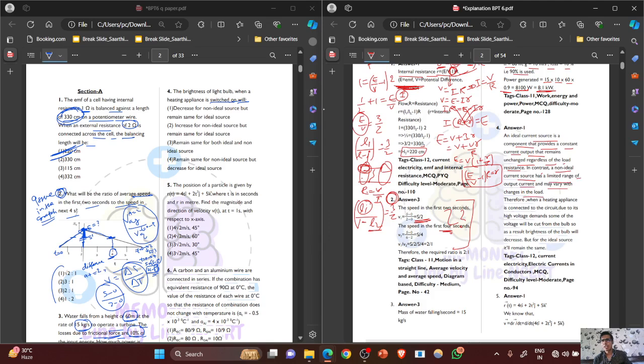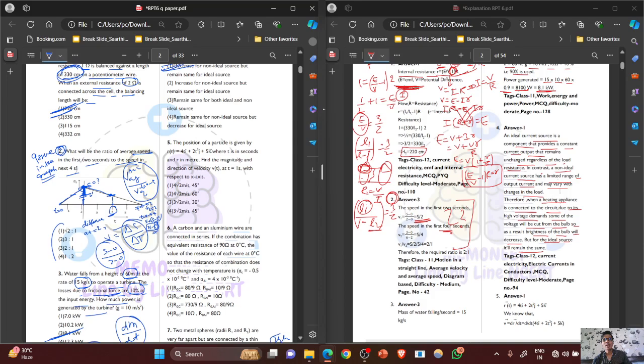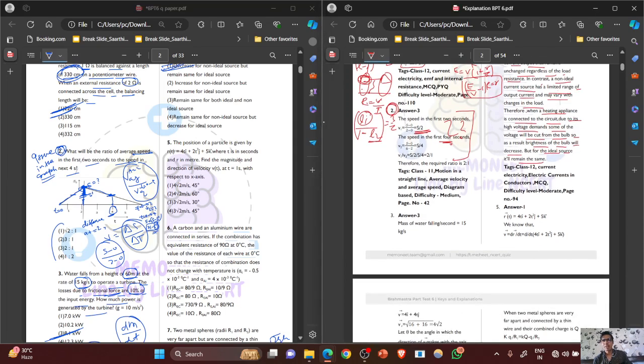In contrast, a non-ideal current source has a limited range of output current that may vary with the change in the load. Therefore, when a heating appliance is connected to a circuit, due to its high voltage demand, some of the voltage will be cut from the bulb, so the brightness of the bulb will decrease. But for the ideal source, it will remain the same. So the first option is the correct answer. You can read this, I have also read the explanation for you.